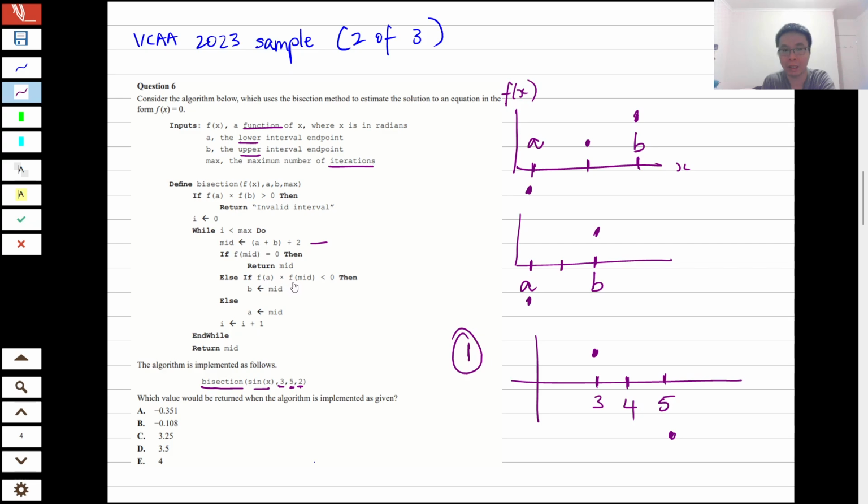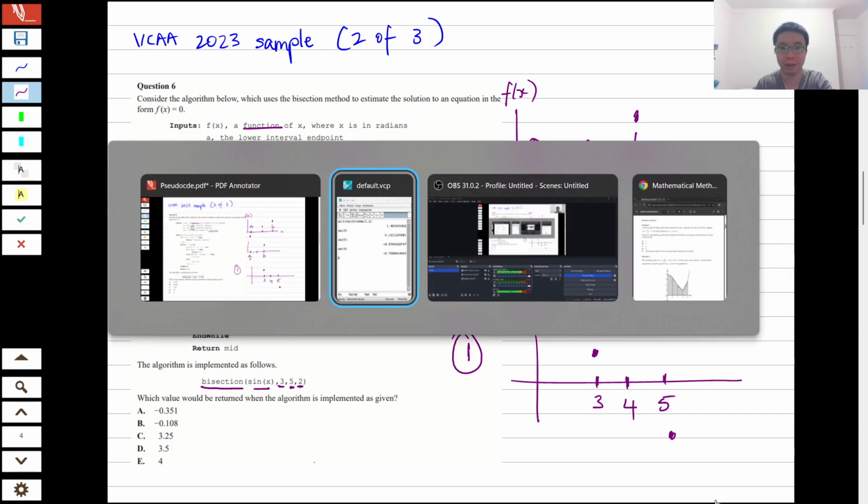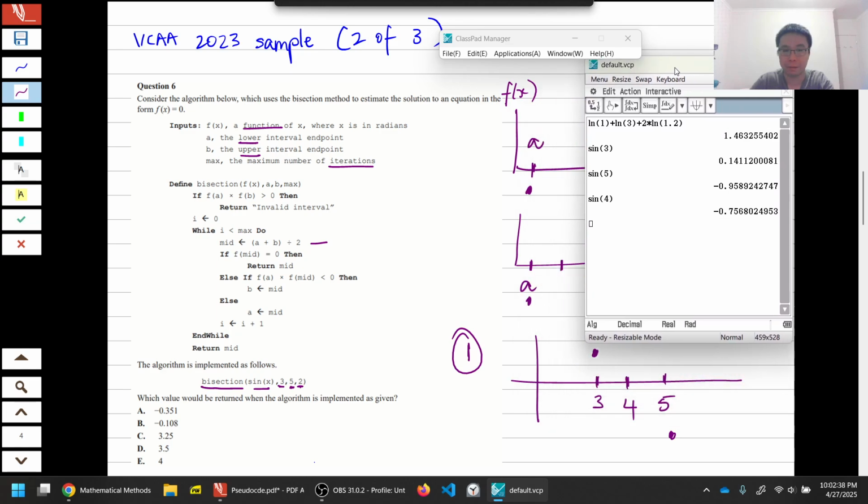If f of a times f of the midpoint is less than 0, then my midpoint becomes my new upper value. That makes sense. So now we go back to the CAS. So 3 was A, 4 was the middle value. Notice that the value of sign, S-I-G-N, has changed from 3 to 4.